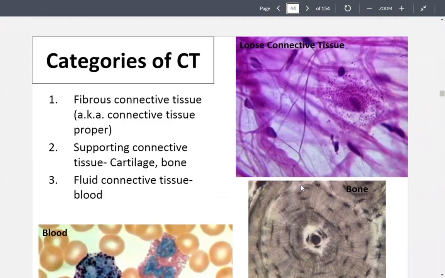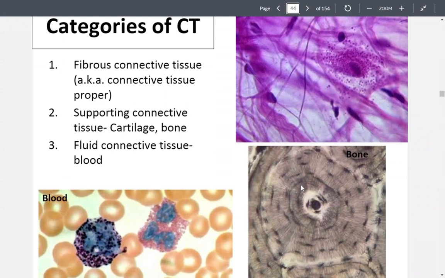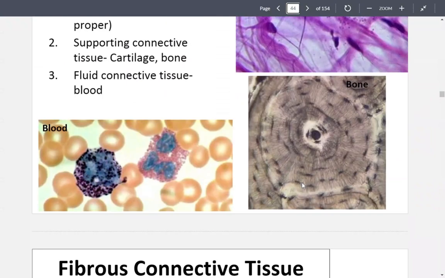So we have some main categories here. We're going to be talking about fibrous connective tissue, which is also known as connective tissue proper. We're going to talk about supporting connective tissue. This is going to be things like cartilage and bone. And we're going to talk about fluid connective tissue, which is also known as blood. Blood is considered a connective tissue.